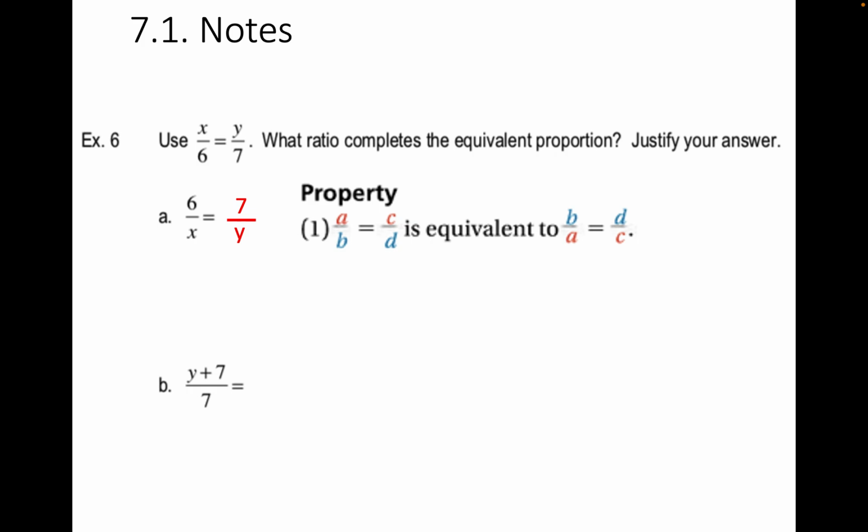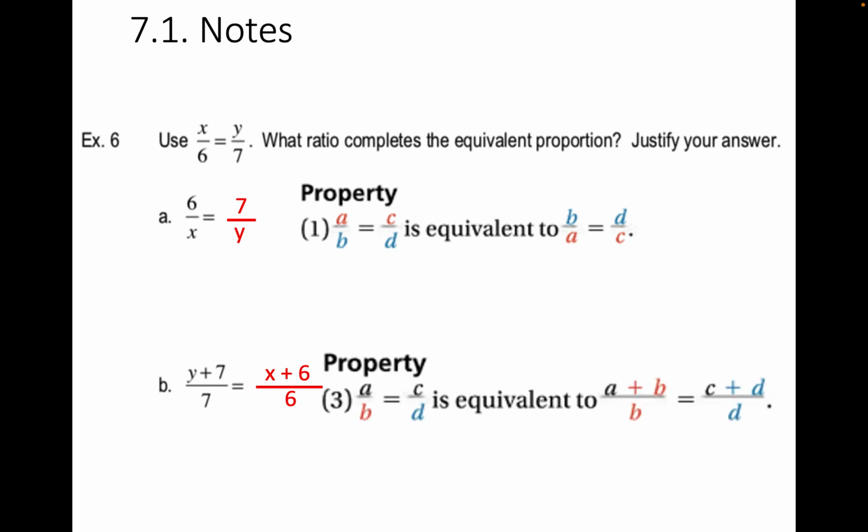The final problem, 6b. Once again, I'm using that ratio on the right, in this case y over 7, except you'll see I've added the denominator to it. I've added 7 to it. So I could do the same thing to the ratio on the left by adding 6 to it. And so now I have completed the equivalent proportion, in this case by using property number 3, by adding each denominator to each numerator. I still have a ratio, I have a set of ratios that is proportionate.